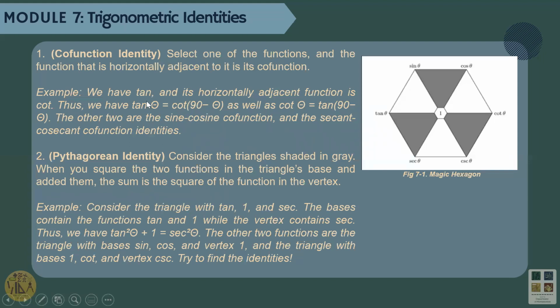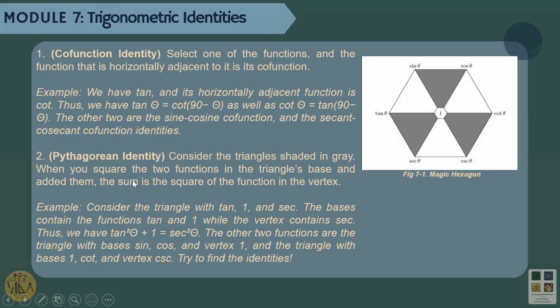If a function is the cofunction of another function in trigonometry, then theta of that function is equal to 90 degrees minus theta of its cofunction. For instance, tangent theta is equal to cotangent 90 minus theta. Cotangent theta is equal to tangent 90 minus theta. We have sine and cosine and secant cosecant for the other two.